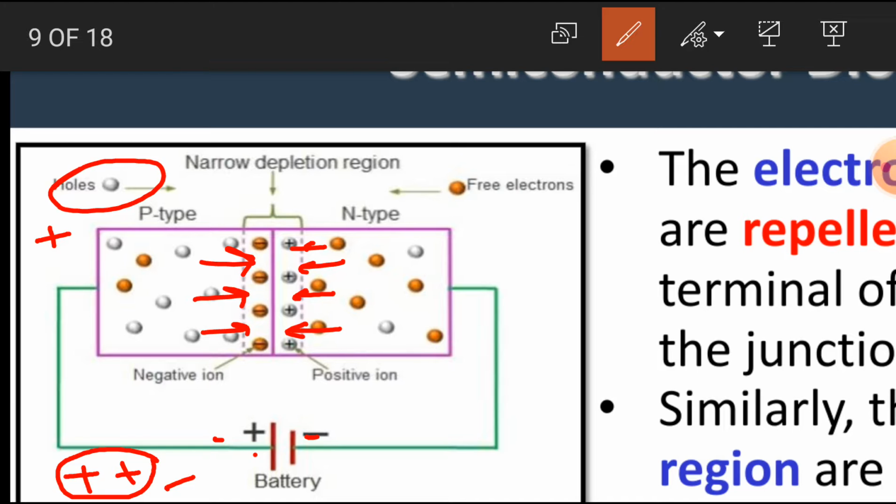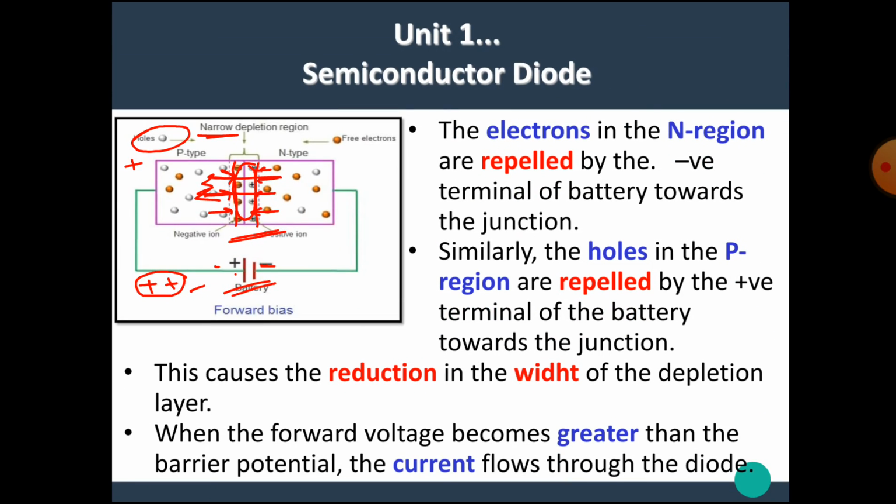Similarly, electrons are repelled by the negative charges towards the junction. Hence, this causes the reduction in the width of the depletion layer. That means here, due to this forward bias condition, the depletion layer width becomes narrow. Okay. Now, when the barrier potential across the PN junction breaks, then current starts flowing through the diode. That means the diode is in the conducting stage.